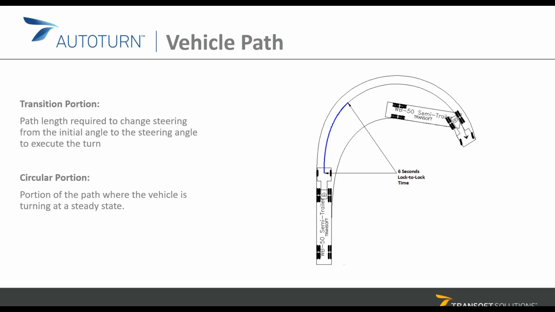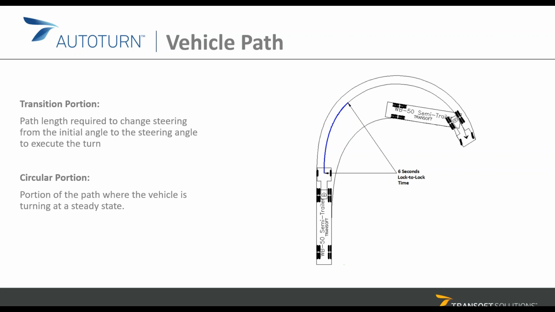And that also helps AutoTURN match design guidelines, so on and so forth. And then after the transition portion of the path, we have the circular portion. For that portion, the vehicle is turning at a steady state. This is essentially just describing a radius going around a curve. And that radius can be the minimum turn radius, or it can be just the radius required to make the turn based on your cursor position.